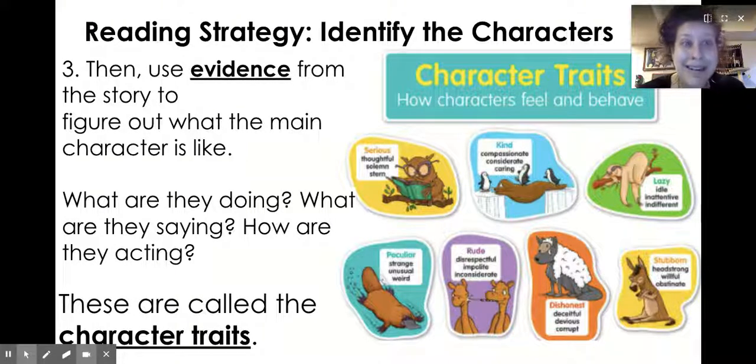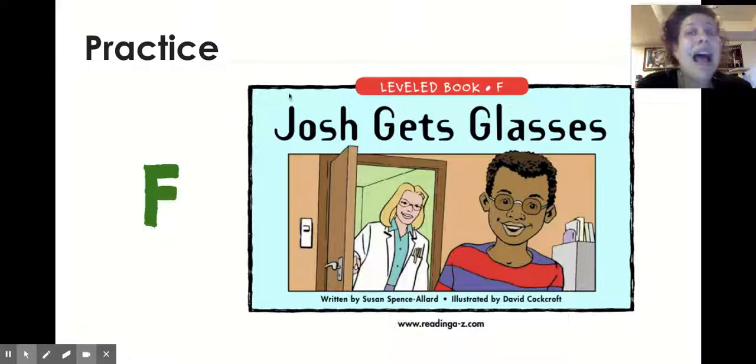So, friends, we're going to practice reading a story, identifying the characters, and identifying the character traits. I want you to listen to me as I read a story today. I'm going to practice by reading Josh Gets Glasses. Listen as I read the story and see if you can figure out who are the main characters, who are the supporting characters, and their character traits, what they are like.